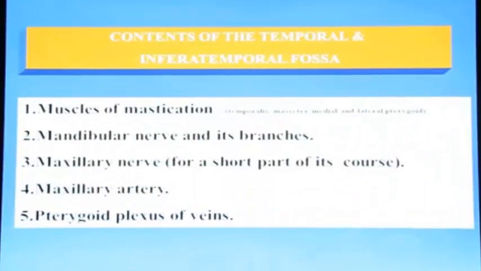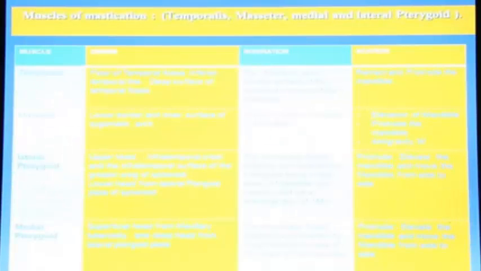Content of the temporal fossa and infratemporal fossa: muscles of mastication (temporalis, masseter, medial and lateral pterygoid), the mandibular nerve and its branches, the maxillary nerve for a short part of its course, the maxillary artery, and the pterygoid plexus of veins. These are the muscles of mastication. We make this comparison to be easy for you to remember. The muscles of mastication are temporalis, masseter, and lateral and medial pterygoid.